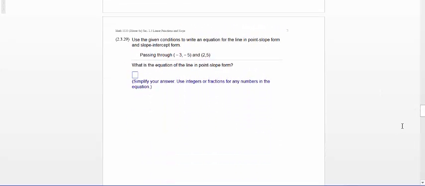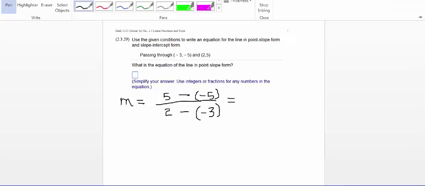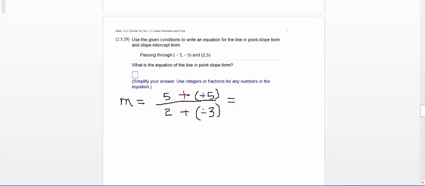So we want to use the fact that our line passes through these 2 points to find its point-slope equation form. So we set up our difference equation. To get started, we need the slope. So we do our difference quotient, making sure each y is aligned over its x. The y is in the numerator, the x is in the denominator. The double negatives become positive. I get 10 over 5, which is 2.